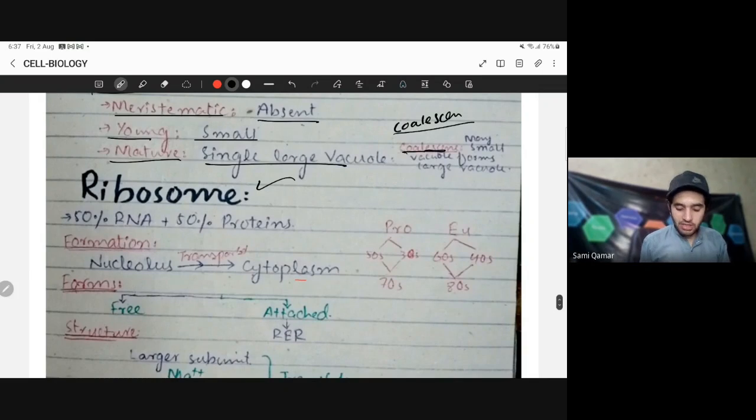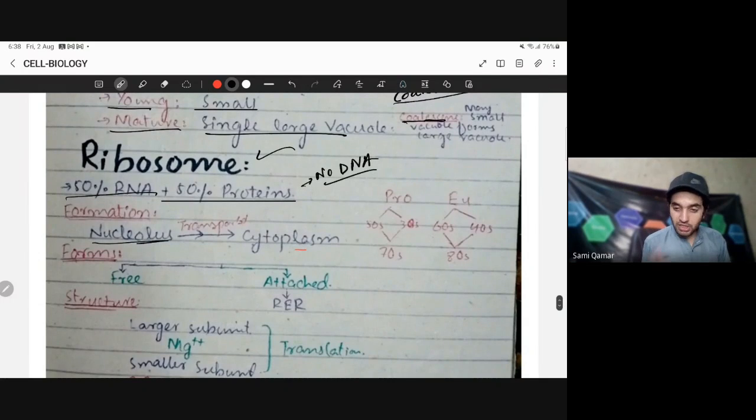Ribosome is very important. Understand this: 50% RNA, 50% protein. No DNA. Now understand formation: in the nucleolus region, we talked about the central region, the ribosome factories. It will form in the nucleolus and be transported into the cytoplasm. You can be asked where the ribosome forms. You have to answer nucleolus. It will be transported to the cytoplasm.